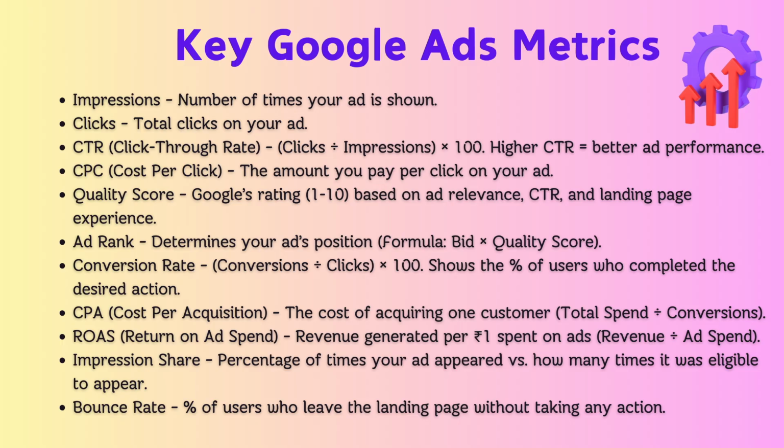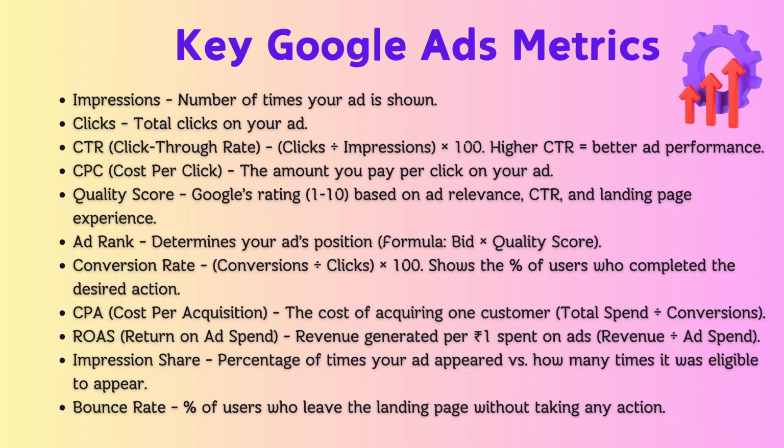Ad rank determines your ad position, and the formula is bid times quality score. And the next one is conversion rate. Conversion rate is conversions divided by clicks, times 100. It shows the percentage of users who have completed the desired action. So next one is cost per acquisition, the cost of acquiring one customer. Total spend divided by conversions is how we measure cost per acquisition.